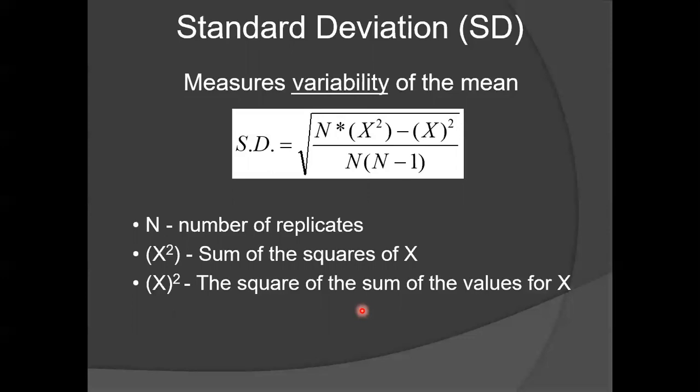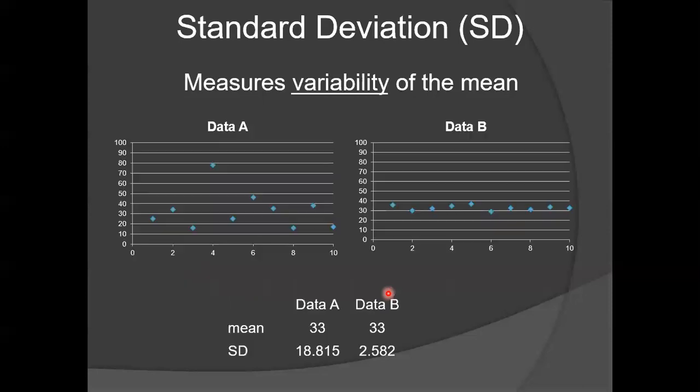The next stat equation will be standard deviation. Standard deviation measures the variability of an average, or the mean. In this equation, n is the number of replicates in a data set. Σx² is the sum of squares of x, and (Σx)² is the square of the sum of the values of x. This will be explained in a later slide.